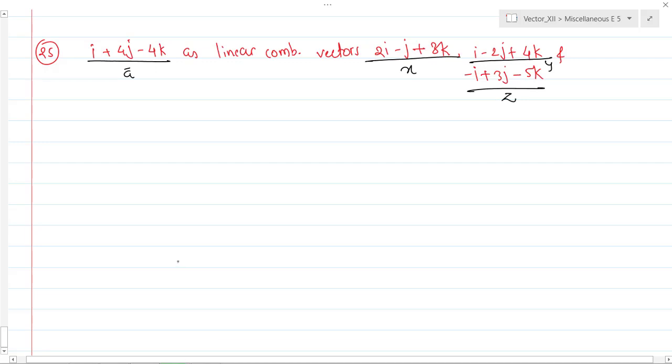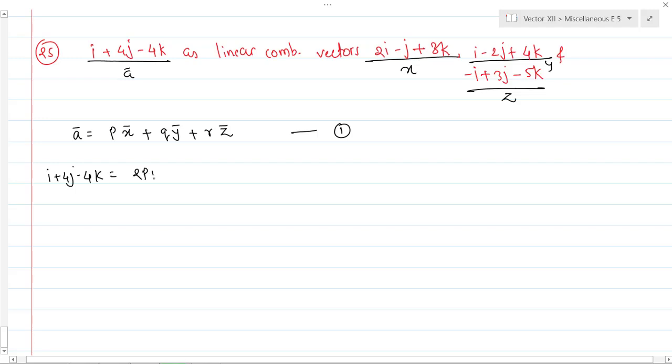I request all of you, please pause this video and try on your own and get the values of those three constants. The constants are p, q, r. So a bar is equal to p x bar plus q y bar plus r z bar. Let's find out the values of p, q, r. This is what the linear combination is. We'll do the same things.